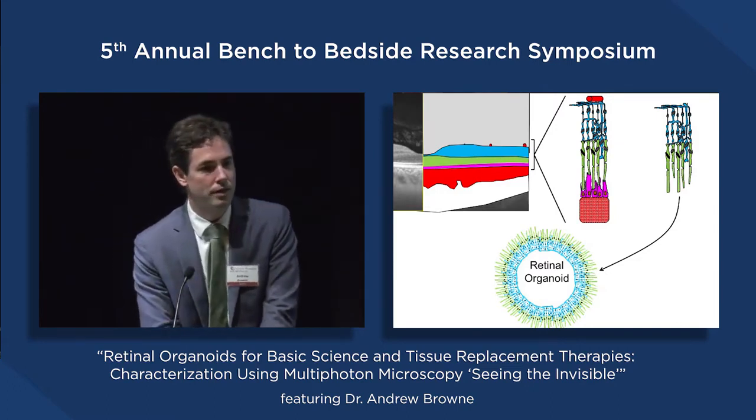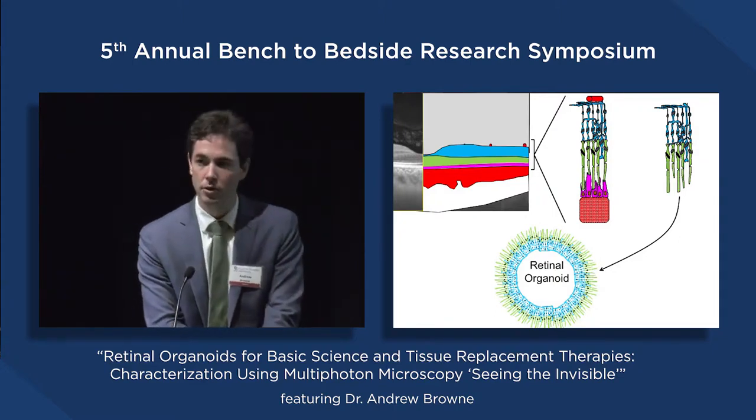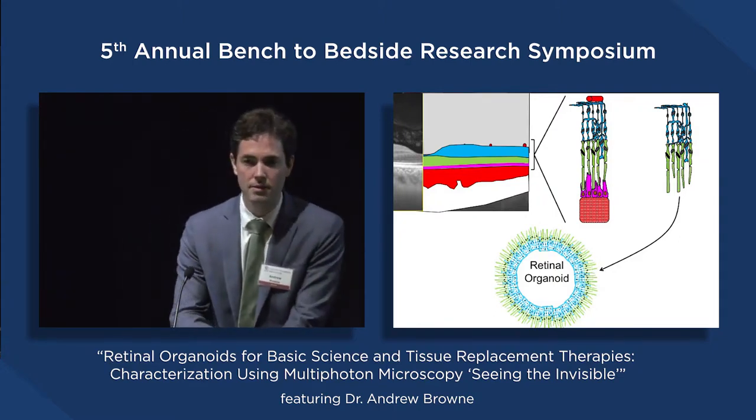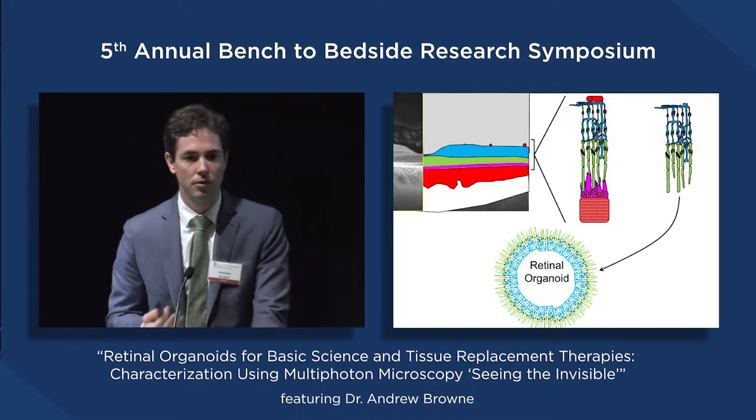And if I take that neurosensory retina and I roll it up into a little ball, that's a retinal organoid. The retinal organoid is basically a piece of retina floating in a dish that we can grow.